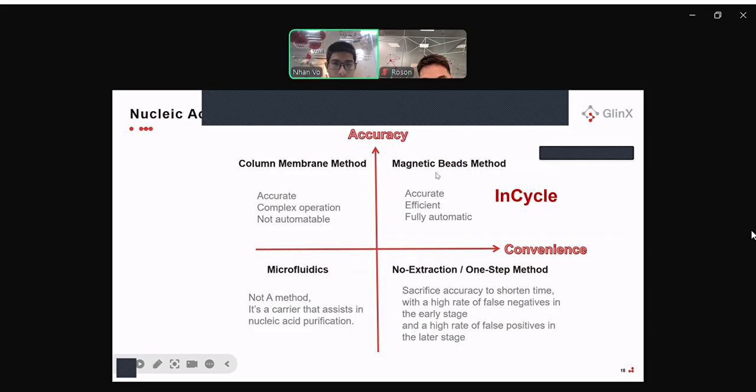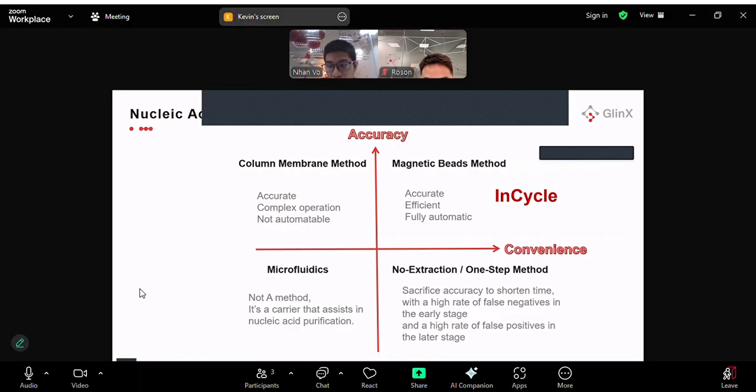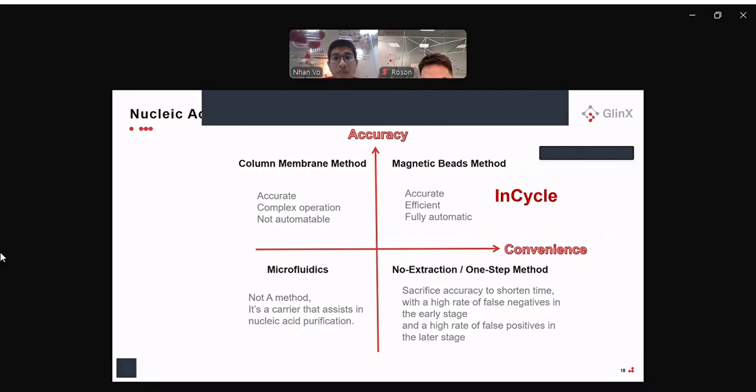Because in clinical usage, the technicians and the veterinarians are not that professional at conducting the nucleic acid test, right? So people normally need a machine that can be highly automated. This is the first demand, the first requirement of the customers. The operation must be really, really convenient.